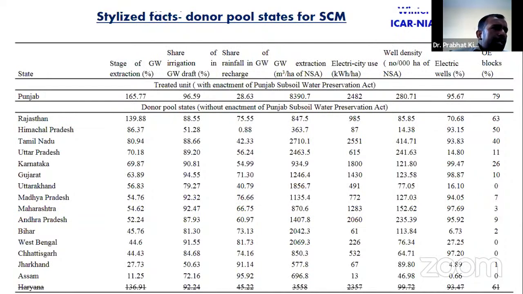And here you see the Haryana. Haryana, I just struck out of it because this Haryana state also has the same, they have also enacted the same law in the same year, and their intention was the same. So I have just put it out from my donor pool because it can also be considered as treated. So here we were considering only the one treatment unit.